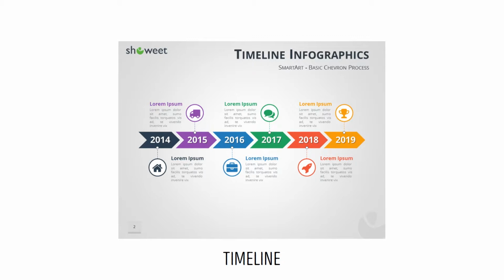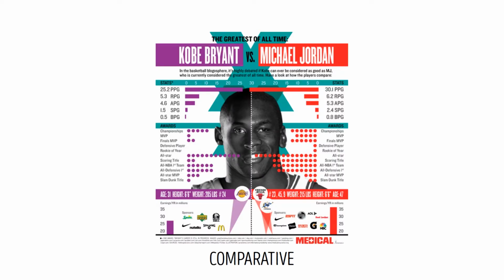Now we're going to go on to the timeline infographic. In this kind of infographic, we see a line where there are different dates to be able to talk about certain concrete points on that line. Like, for example, general history.